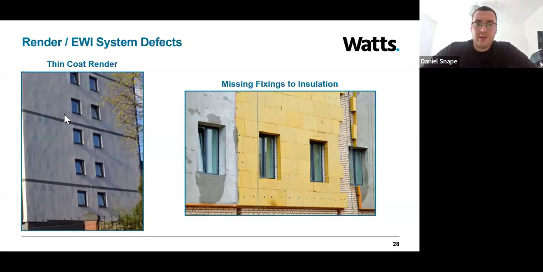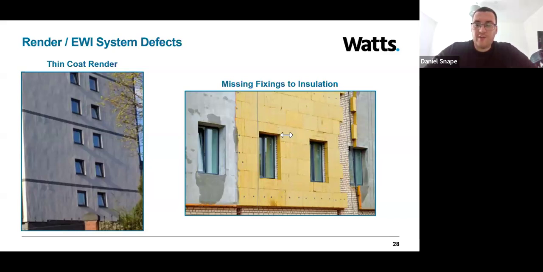In the right image, we see missing fixings to insulation. So again, this is something that I really wanted to highlight, as it's something that should be looked out for carefully in the installation period. The right image shows the process of an external wall insulation being installed. Note that some of the panels have these central fixings, and some of them don't have any fixings.